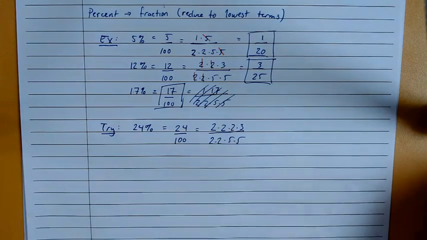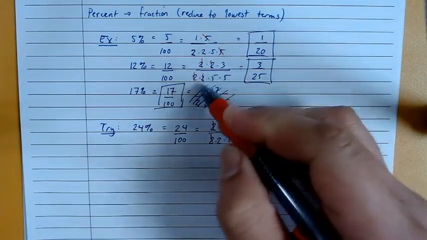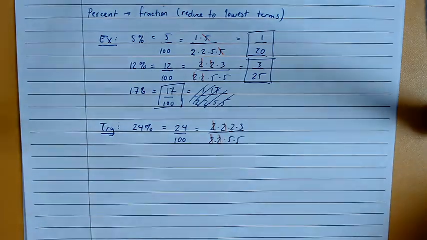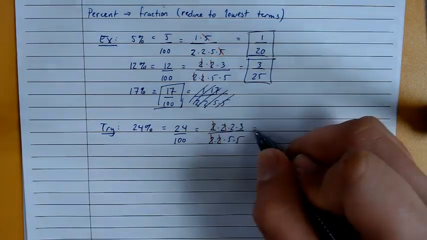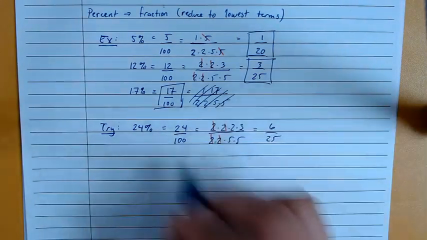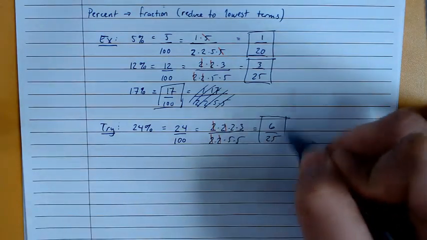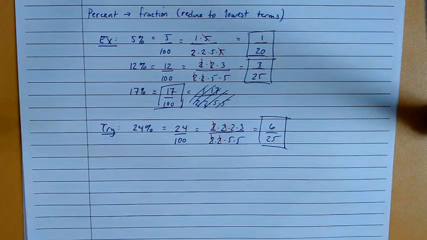And right here, you'll note that, similar to this one, you have these 2's divide out, and also these 2's divide out. So what's left? Well, let's see. You have 2 times 3. It's going to give us 6. And 5 times 5 is 25. So 24% is 6 over 25 as a fraction. That's the simplest fraction that means the same thing as 24%.